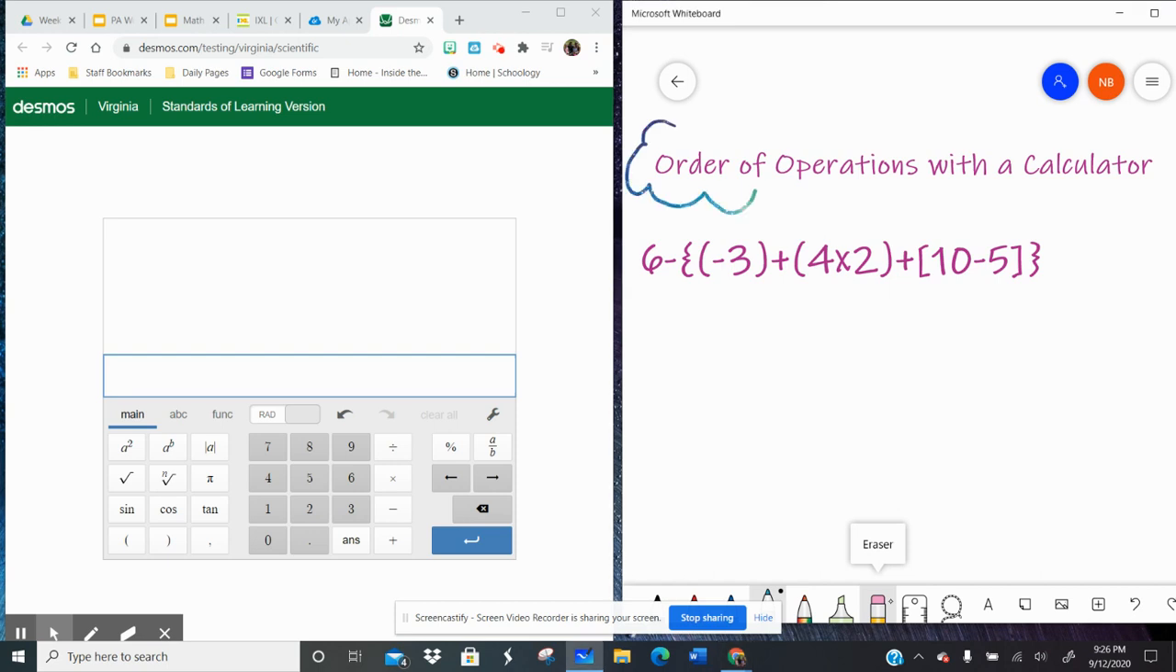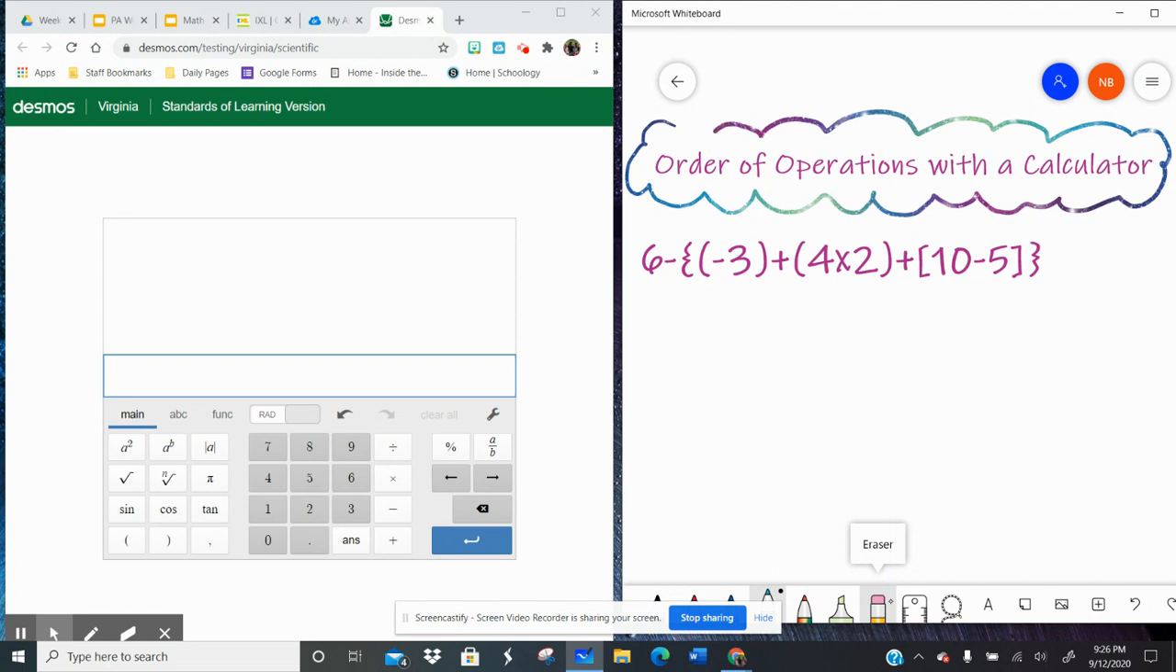My favorite people. We're going to talk about orders of operations today with your Desmos calculator. So you want to make sure you're using the scientific Desmos calculator. And we're going to look at some of these crazy long order of operation problems, because now that we're in 8th grade math, they get a little wild.